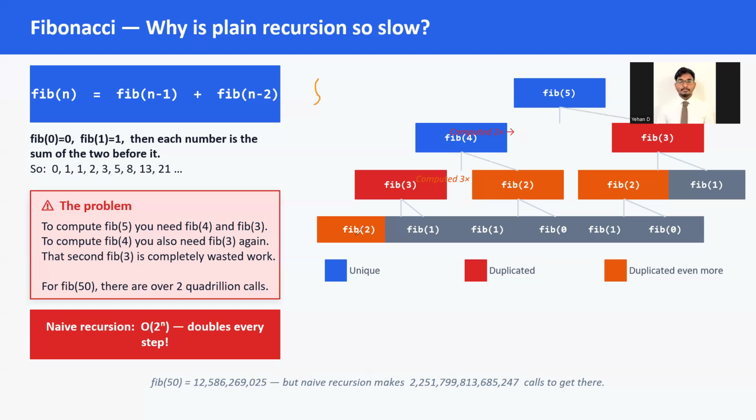But as you can see, we have solved the same problem multiple times. Fib(3) is calculated 2 times, fib(2) is calculated 3 times, for just to calculate fib(5).